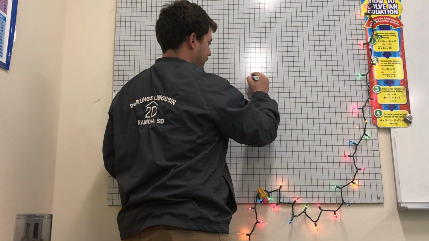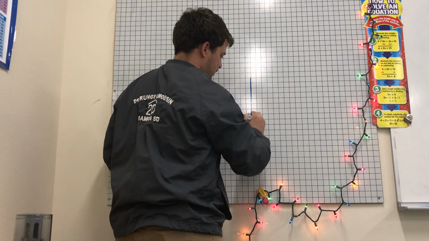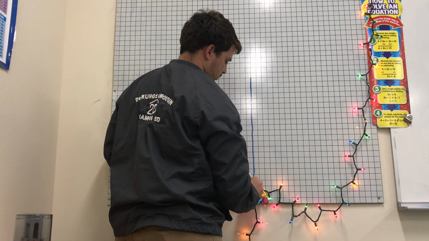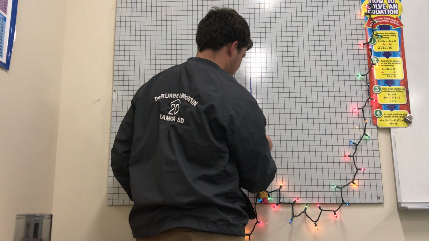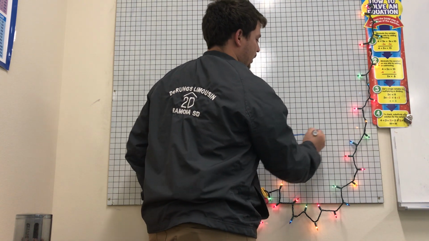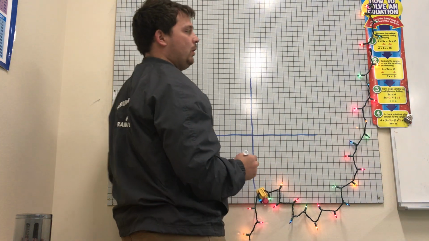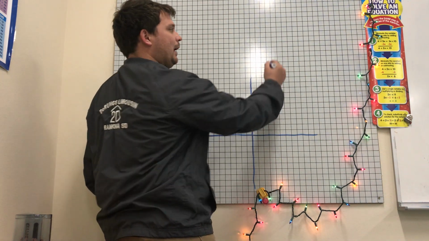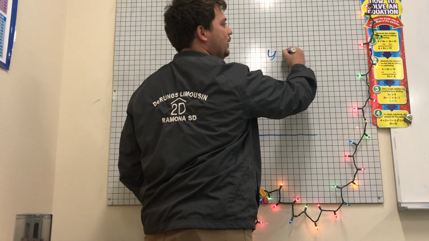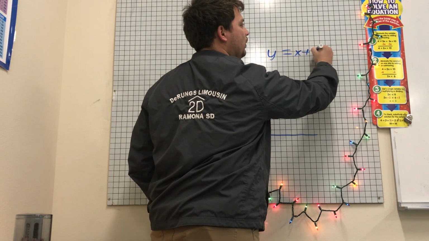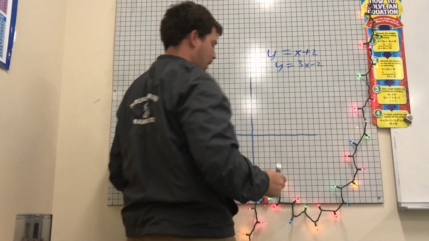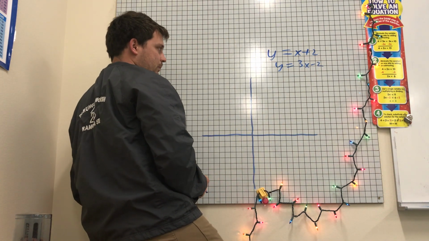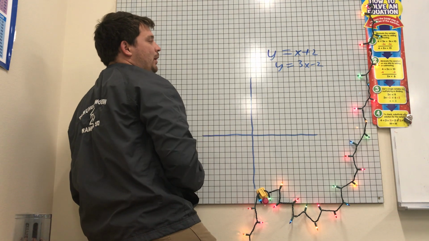So, we'll stay basically right here. Okay, and we go across. And we have this. Alright, so we have to find out how to graph this. We have y equals x plus 2, and we have y equals 3x minus 2. Okay, at this point, we're going to start with this one.